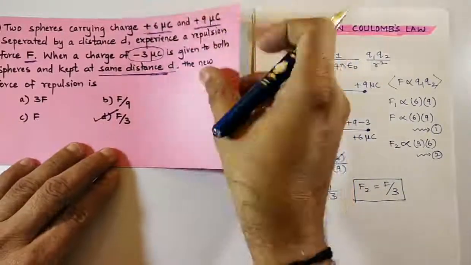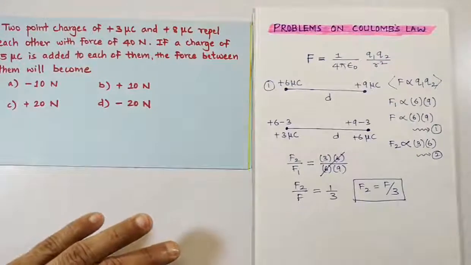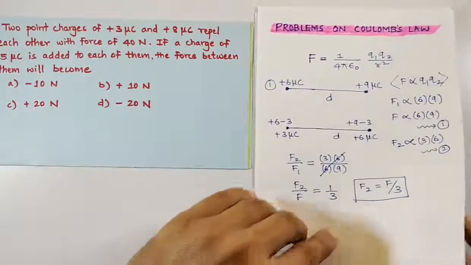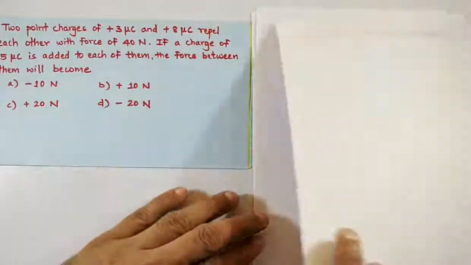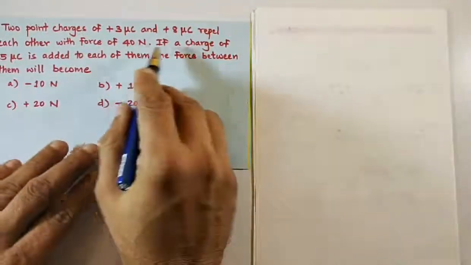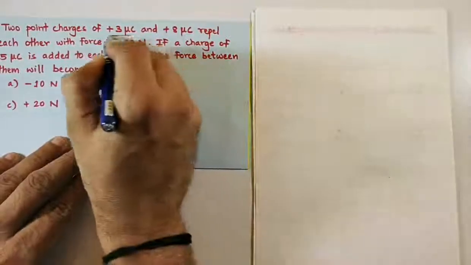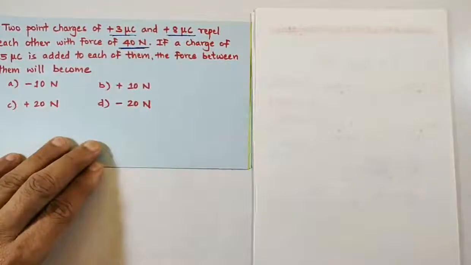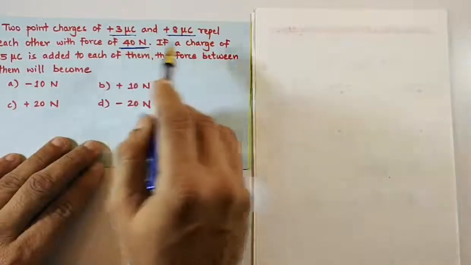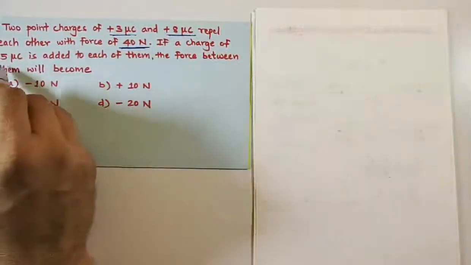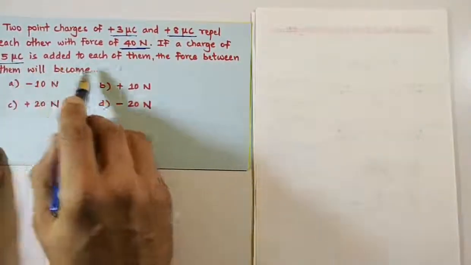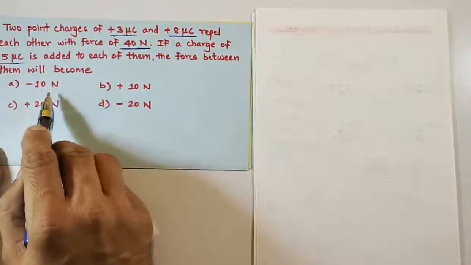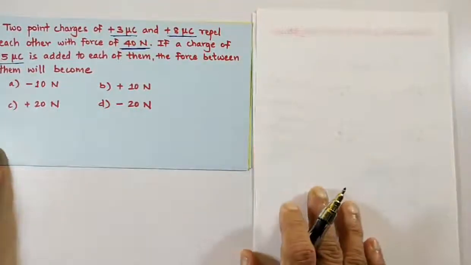Now similarly, if I go for the second one: 2 point charges plus 3 and plus 8 microcoulomb repel each other with a force of 40 Newton. If a charge of minus 5 microcoulomb is added to each of them, the force between them will become, then you are required to find the force.